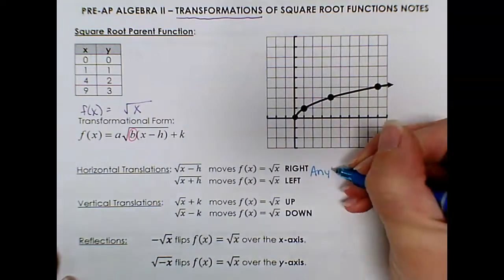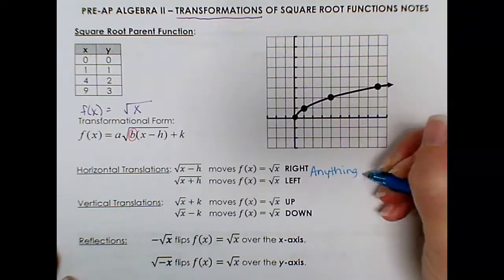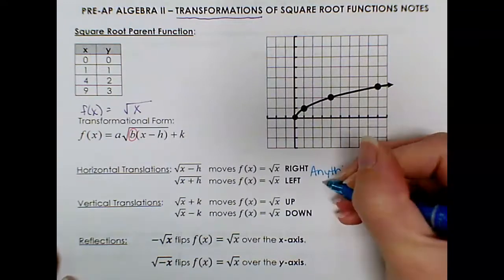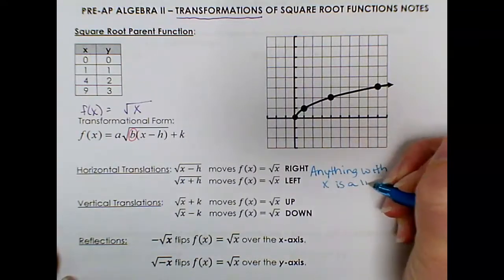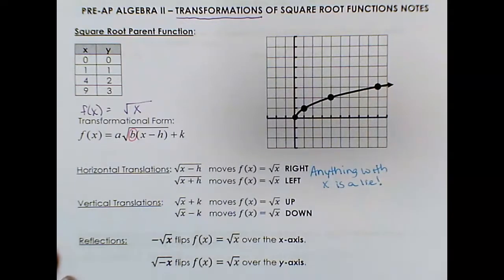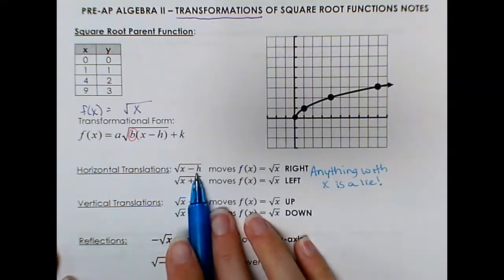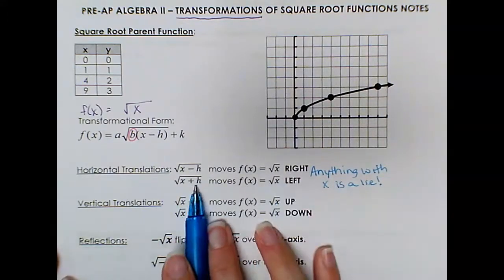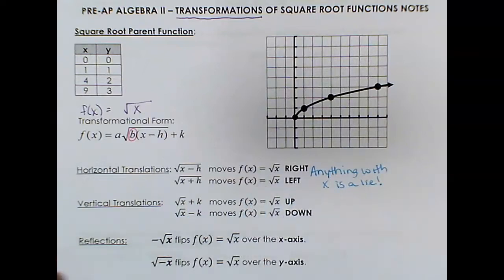Spell anything right, Miss Belsick. Anything with x is a lie. So you do the opposite.